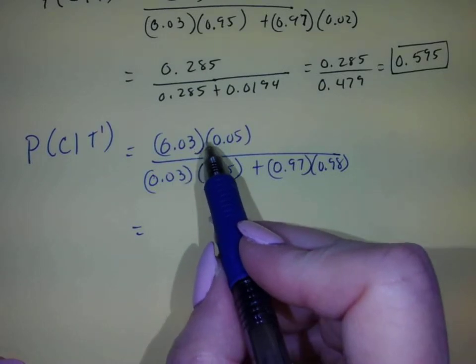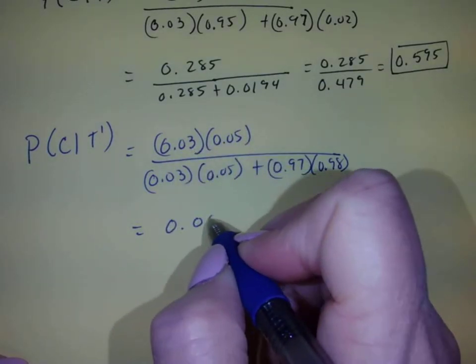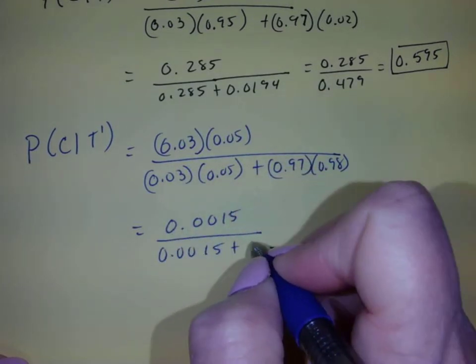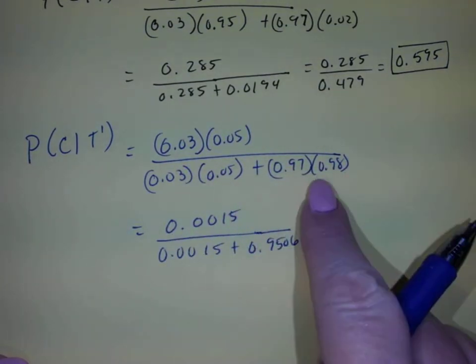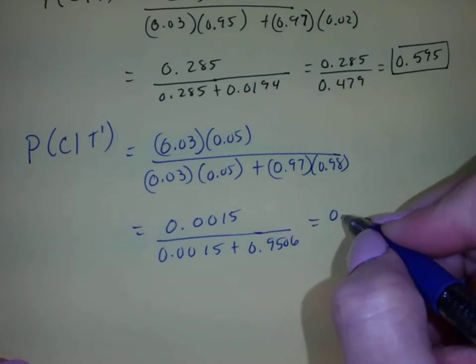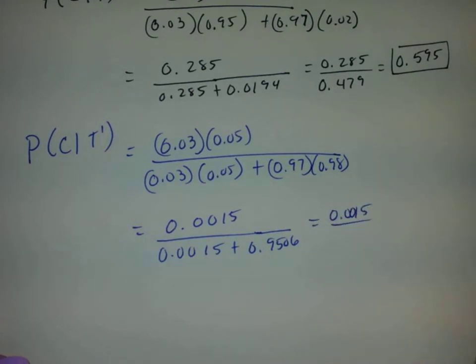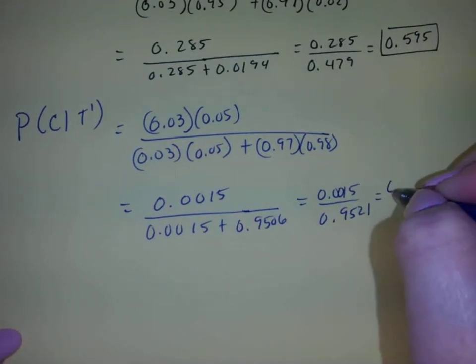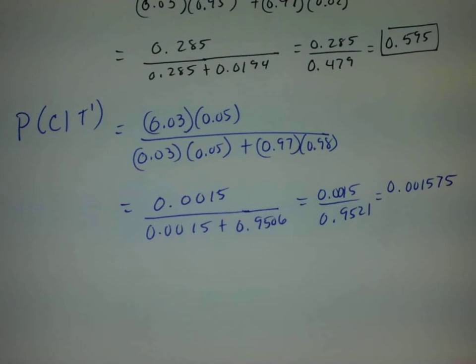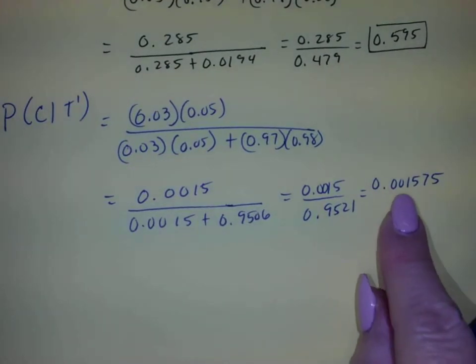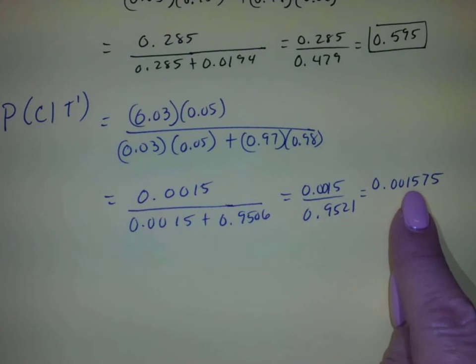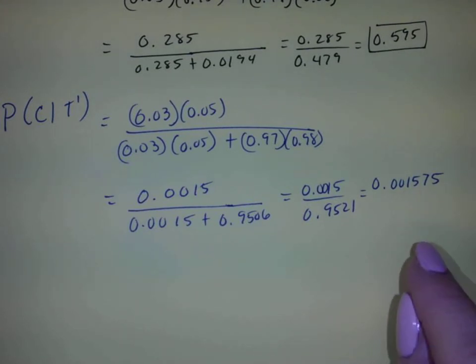So 0.03 times 0.05 will get us 0.0015, divided by 0.0015 plus 0.9506 when we get those two multiplied. So 0.0015 divided by 0.9521 will get a 0.001575. So if we change that to a percent by moving it 2 decimals, we'll still only have 0.1575%. So not a high percentage of having cancer when the test says you don't have cancer.